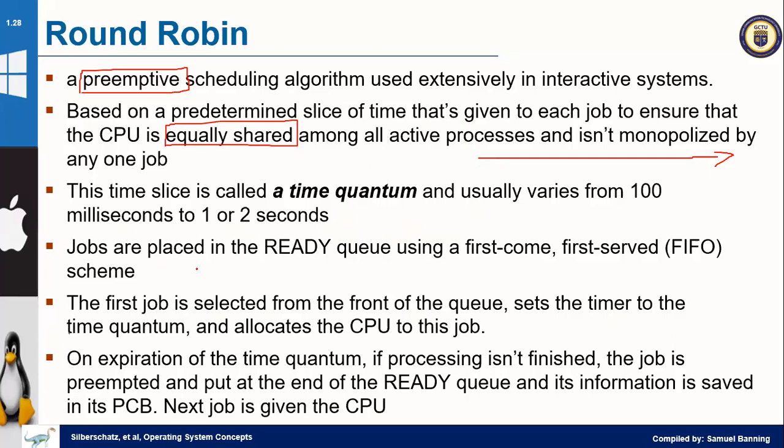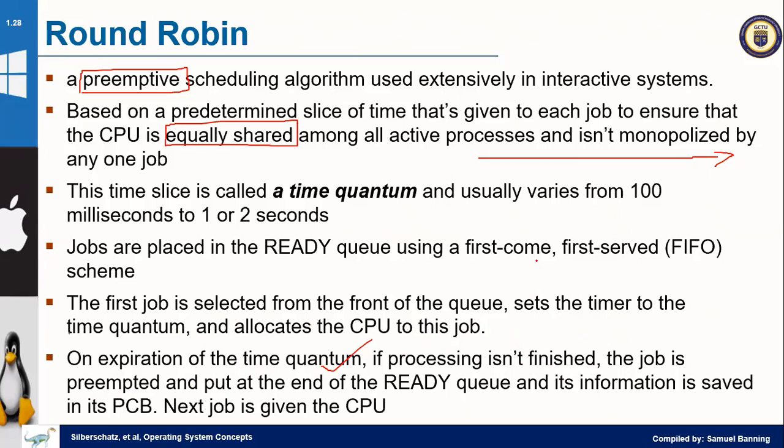So all the jobs are placed in the ready queue using first come, first serve. The first job is selected from the front of the queue, the timer is set to the time quantum, and the CPU is allocated to this job. When the time quantum expires, if the job is not completed, if the job is not finished, the job is preempted and put at the end of the ready queue. And then the next job is given to the CPU.